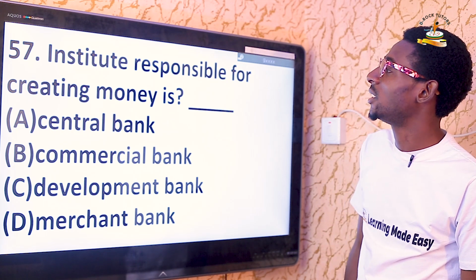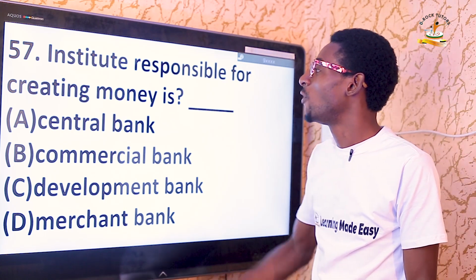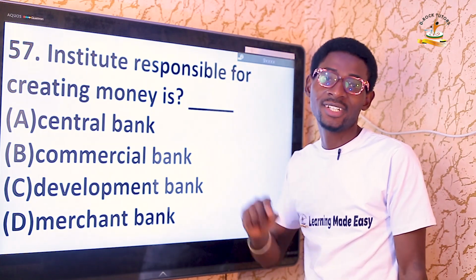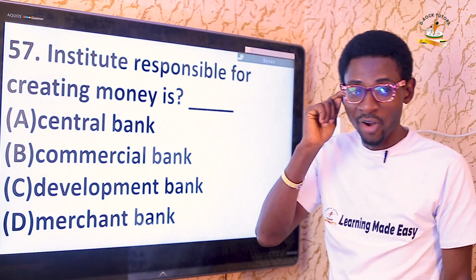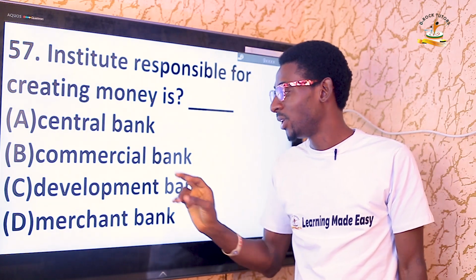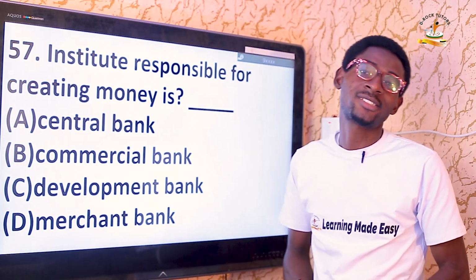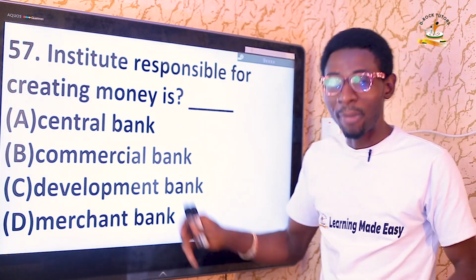57. The institute responsible for creating money is dash. A, central bank. B, commercial bank. C, development bank. D, merchant bank. The answer there is commercial bank.